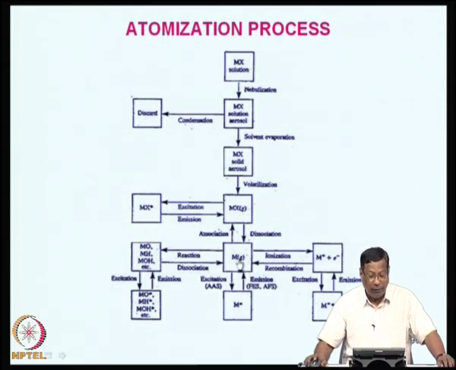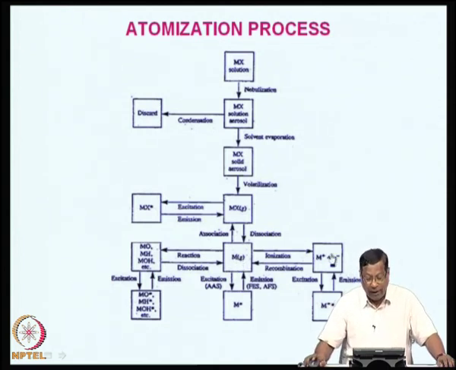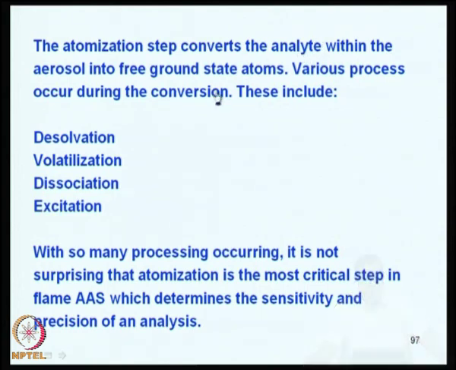Then it has to decompose, form metal in the gaseous form, and then it can ionize, which is not good for us. It can react, not good for us. It can form excitation, emission, not good for us. But only the metal atoms which pick up electrons, their concentration is important for our atomic absorption. So, the atomization step basically converts the analyte into free ground state atoms. Various processes occur, like what I have told you.